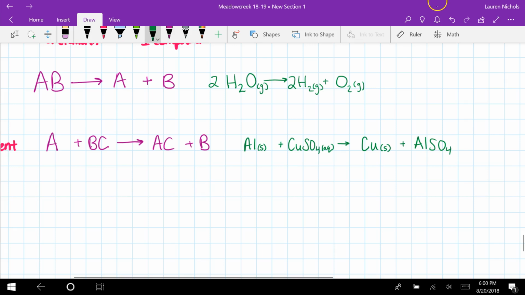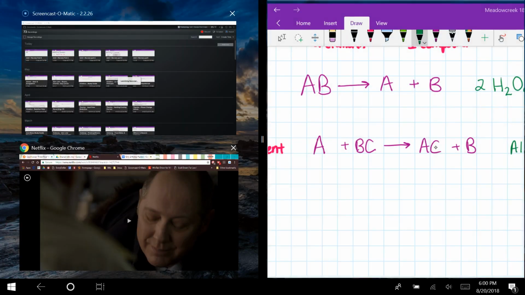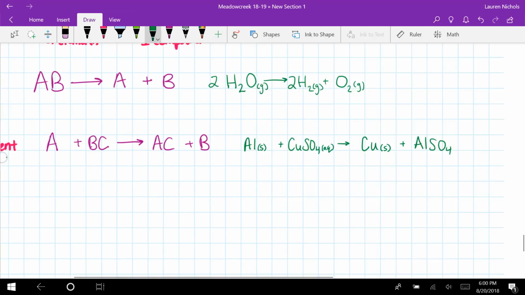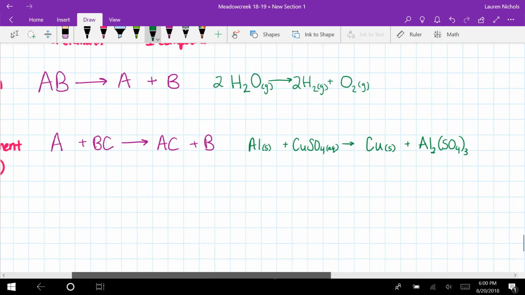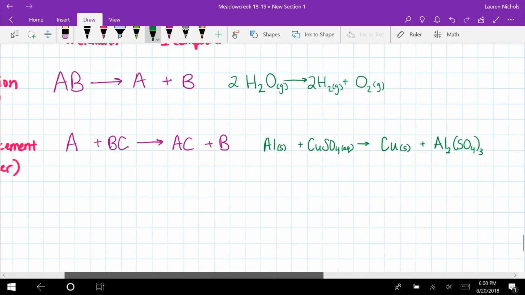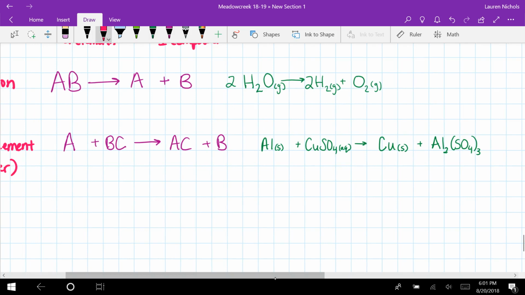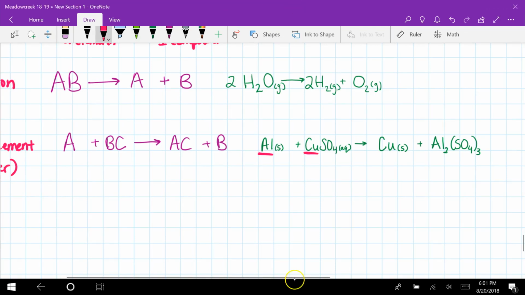And actually, this is written a little, sorry. There we go. There's a 2 there. The sulfate. There's 3. There you go. You'll understand why all those letters are there later in the year when we learn to write. But we can see that the aluminum swaps places with the copper in order to make copper plus aluminum sulfate.